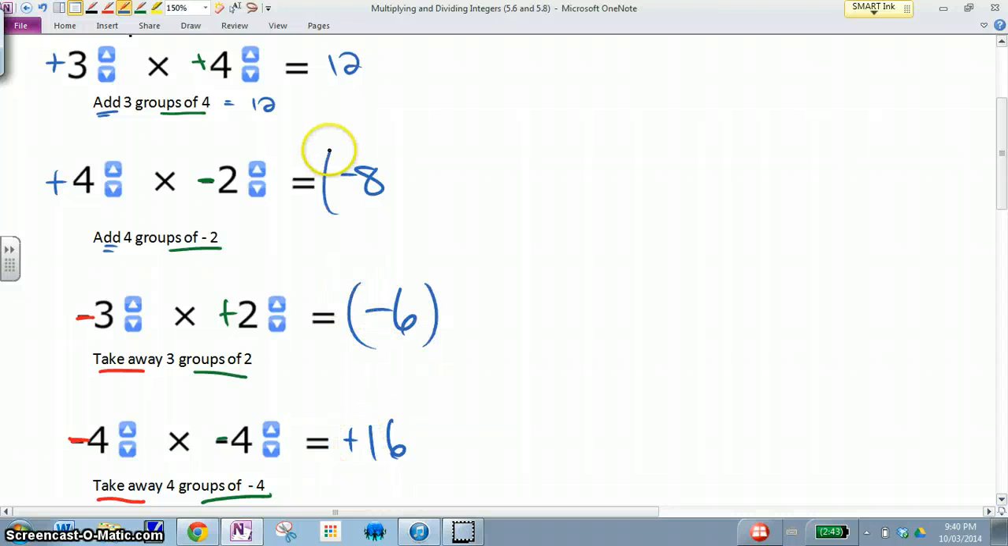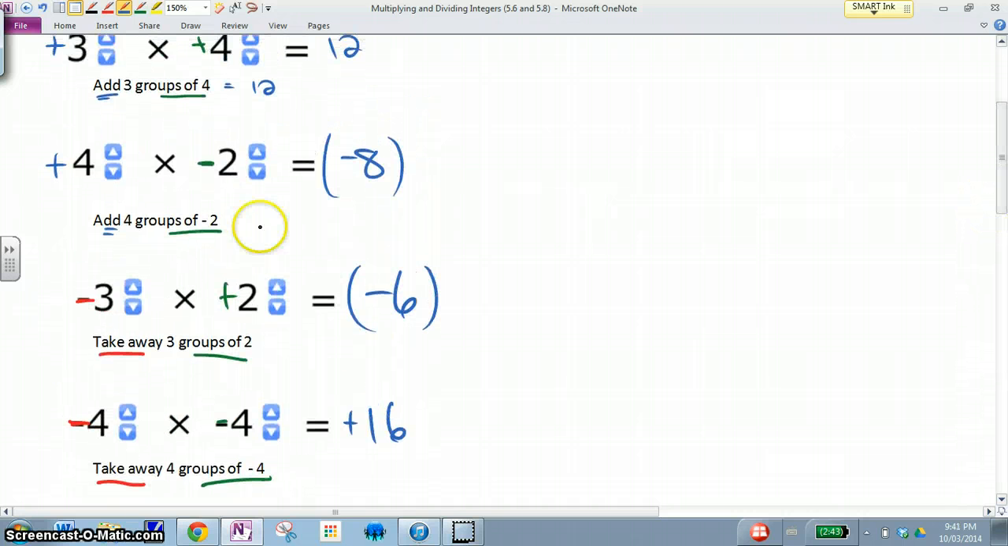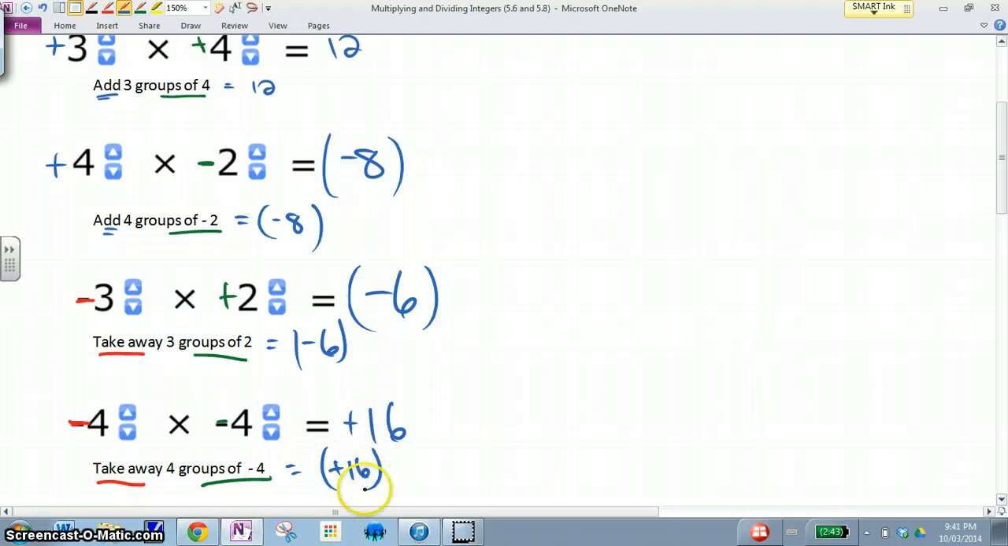I had a -6 in the middle, I had a -8 in the middle. Now we're going to look for a pattern there in a minute, but I just want to re-represent these. When we added 4 groups of -2, we got -8. When we took away 3 groups of 2, we ended up with -6. When we took away 4 groups of -4, we ended up with positive 16.